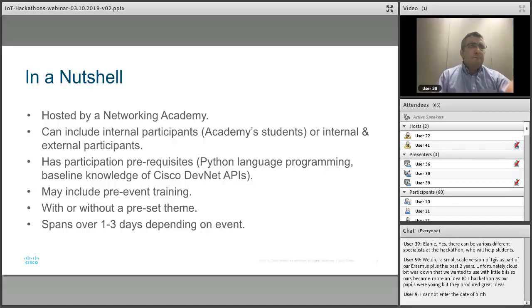And those hackathons can come with or without a preset theme. You probably heard Yvan also talking about the theme piece. So in this case, you can either make it open or you can make it specific towards resolving certain complexities, or you can make it like a security themed event, just to give an insight, or a wireless themed event. And those hackathons are very similar to the ones that you saw a couple of minutes ago with the rest of the team.